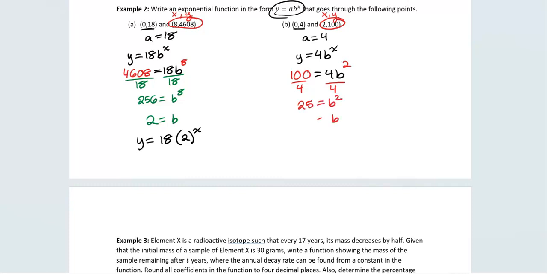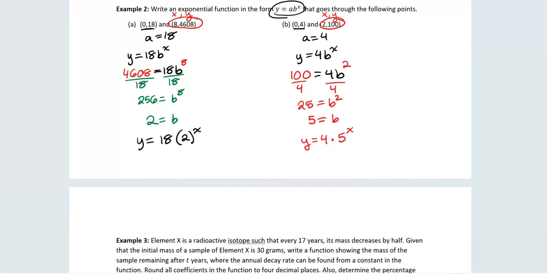Now, what will b have to be in order for something squared to equal 25? So what squared equals 25? Well, 5 squared equals 25, which means that b is going to be 5, which means that our final answer is 4 times 5 to the x.